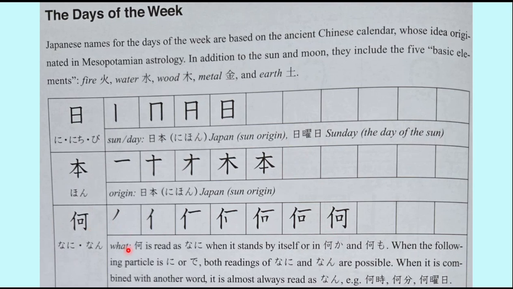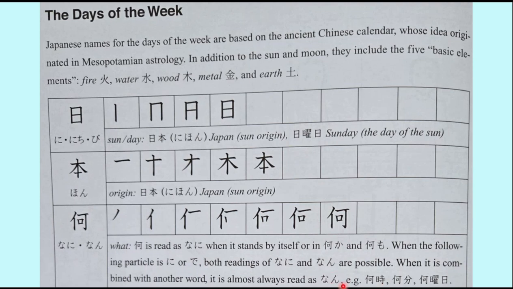which means what. So this character is read as Nani when it stands by itself. That is, if it is independent, then it will be called Nani, or it may also appear along with Ka and Mo, in which we will say Nanika and Nanimo. Nanika is something, Nanimo is anything, but since it is used with a negative verb, it becomes nothing. When the following particle is ni or de, that means if it is nani de or nan de, both readings of nani and nan are possible. So it can be nani de or nan de, it can be nanini or nanni.